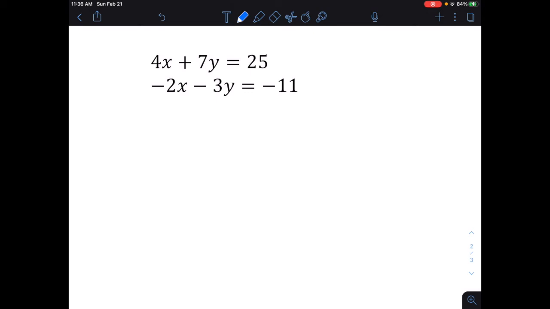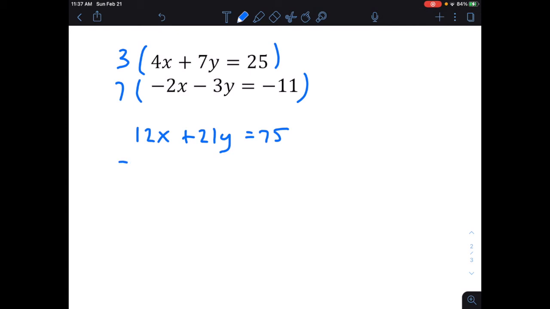So that means all I have to do is multiply each equation by the other equation's number. So the first one I'm going to multiply by 3. The second one I'm going to multiply by 7. One's already negative, so that's a good thing. So when I distribute that 3 to everything in the top, I get 12x plus 21y equals 75. And then in the bottom, I got a whole bunch of negatives. Negative 14x minus 21y. Ooh, that's good. I see opposites. Equals negative 77.